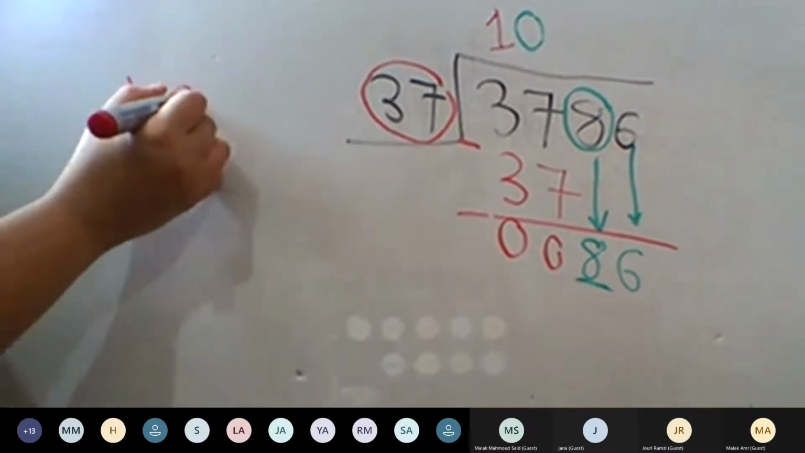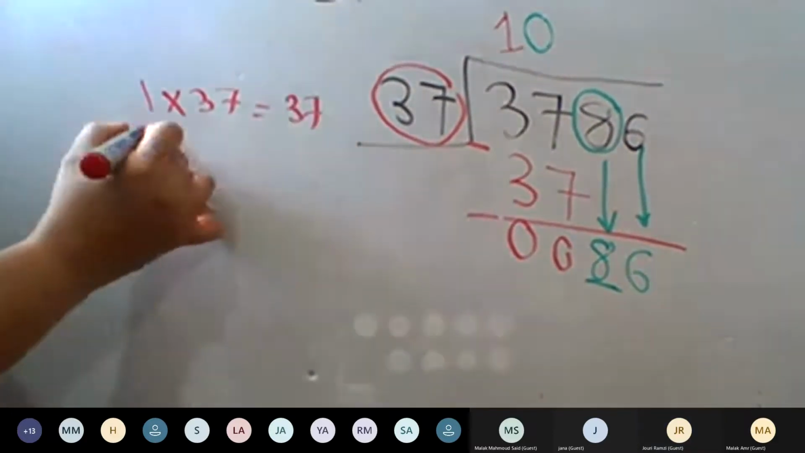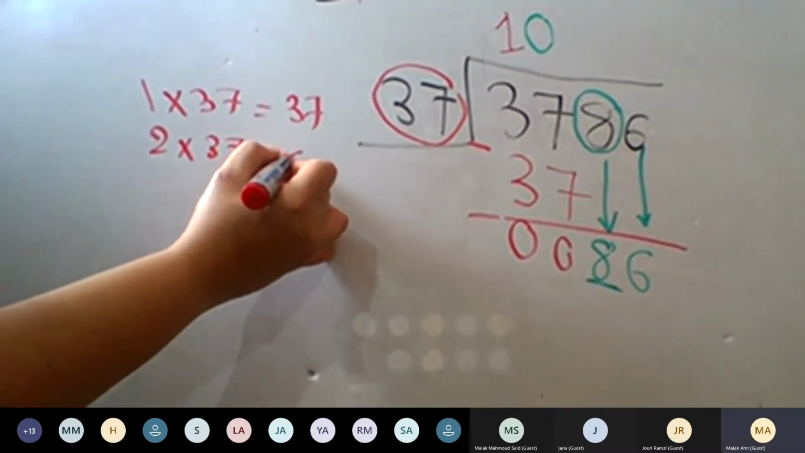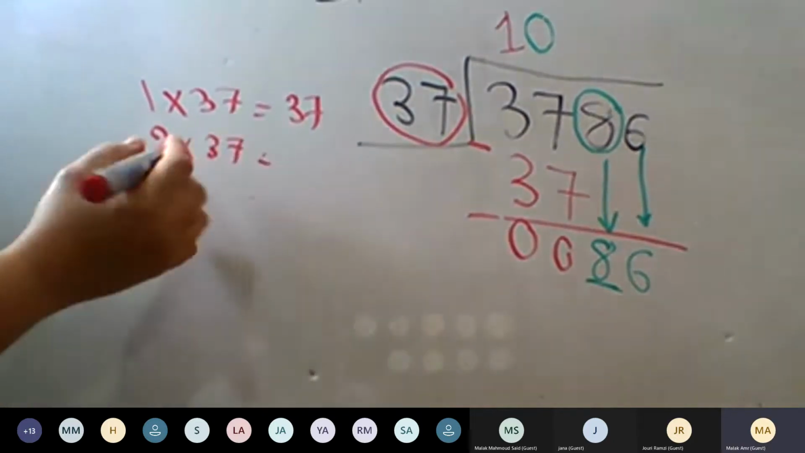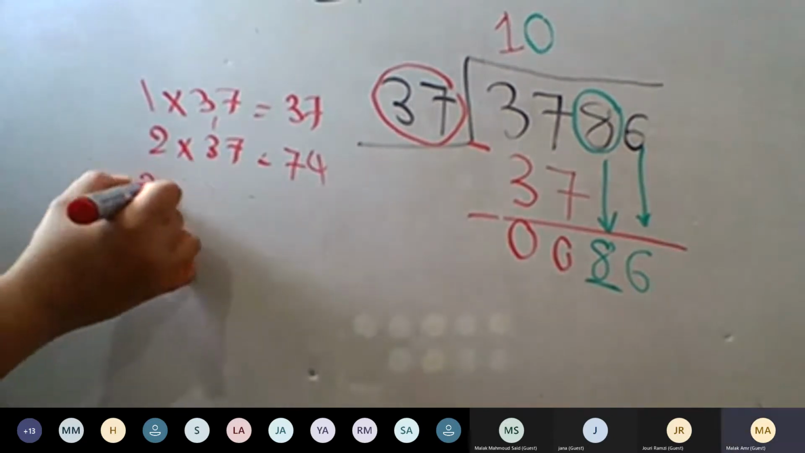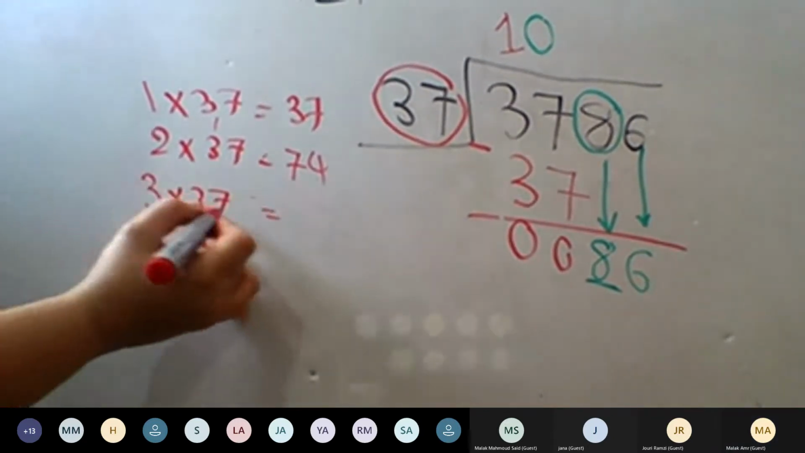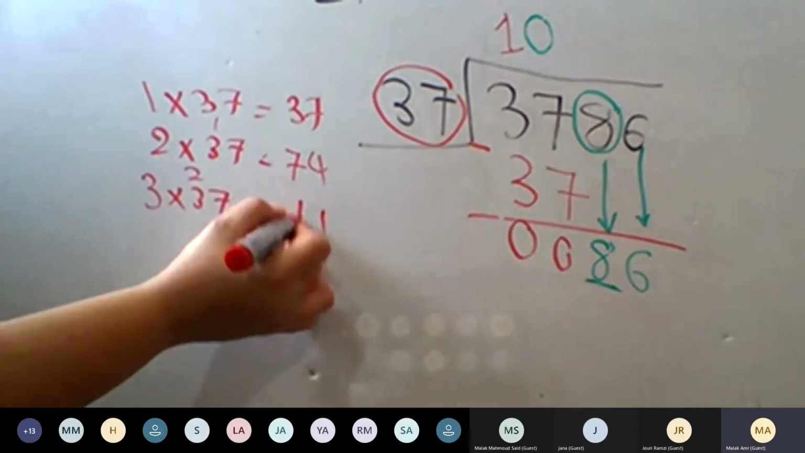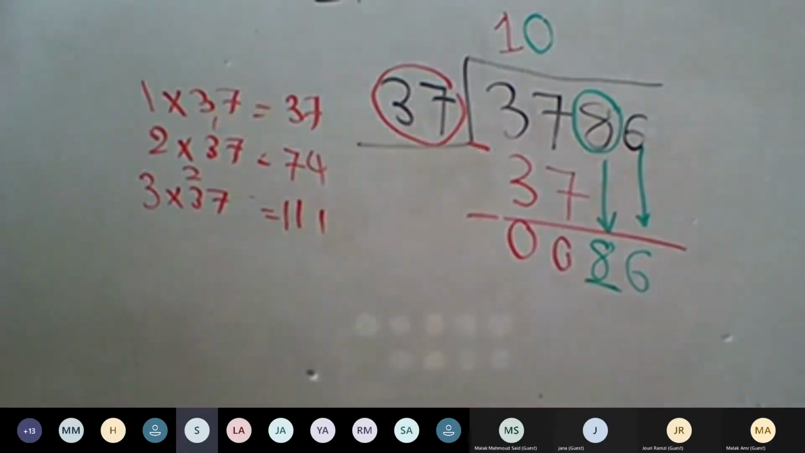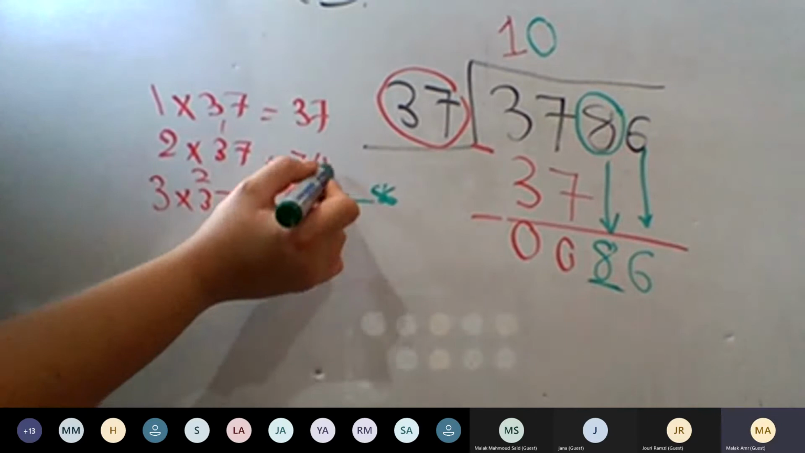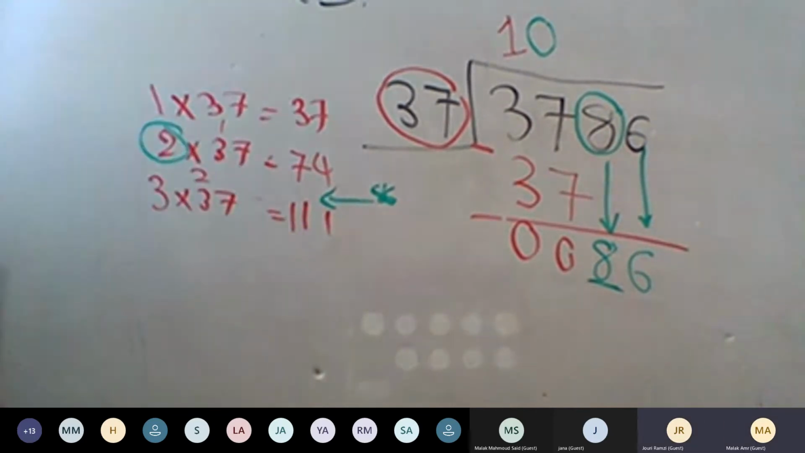1 times 37 is 37. 2 times 37: 2 times 7 is 14, 2 times 3 is 6, plus 1 is 7, so 74. Now 3 times 37: 3 times 7 is 21, 3 times 3 is 9, plus 2 is 11, so 111. So 86 is between 74 and 111. So I will use 2. Now I will write 2 here.